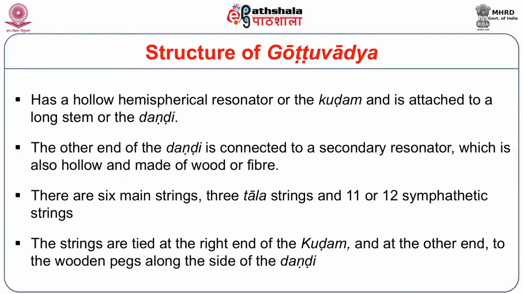But in Gotuvadya there are no frets at all, and the number of strings differ. There are 6 main strings, 3 tala strings and 11 or 12 sympathetic strings. The sympathetic strings go underneath and the 6 strings are tied at the end of the kudam, and externally the structure looks very much like the veena.